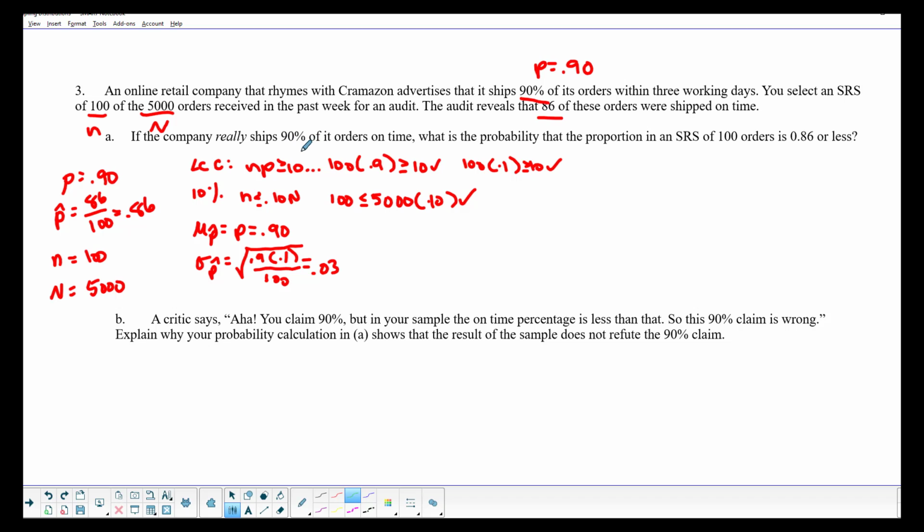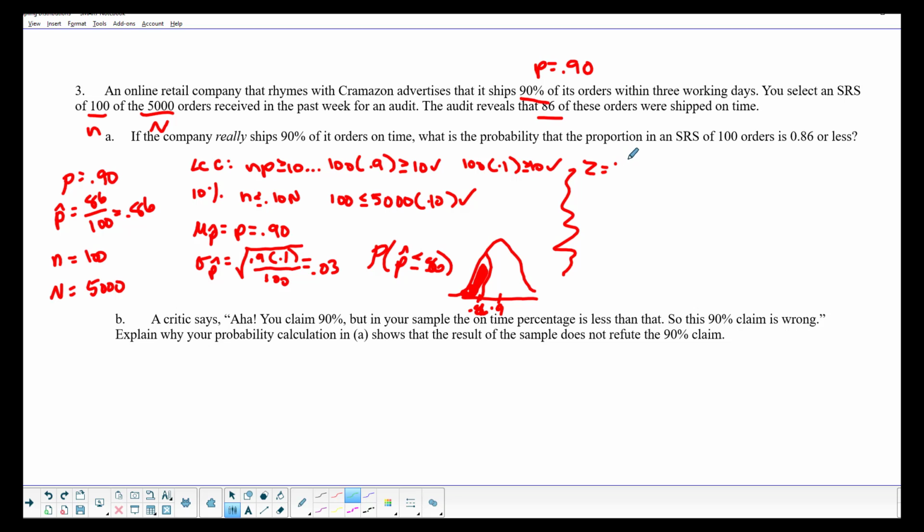So if the company really ships 90% of its orders on time, what is the probability that the proportion in an SRS of 100 orders is 0.86 or less? So what is the probability that my sample proportion is less than 0.86? So drawing out that normal curve, the mean of that normal curve would be 0.9. And then 0.86 is going to be over here. So we know it's going to be less than 50% chance, but we want to know exactly how unlikely that's going to be.